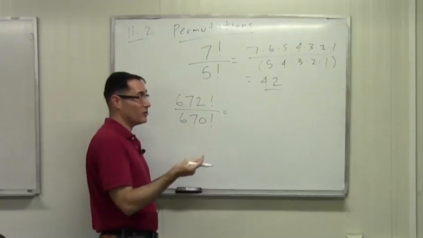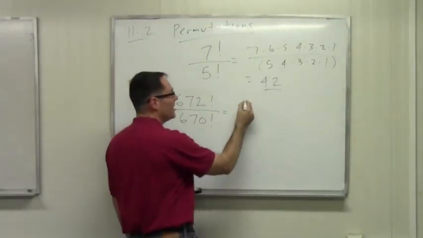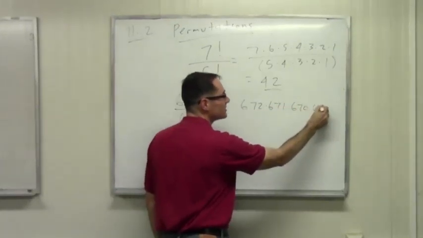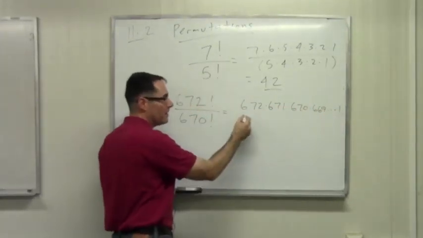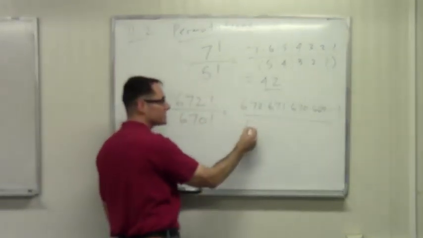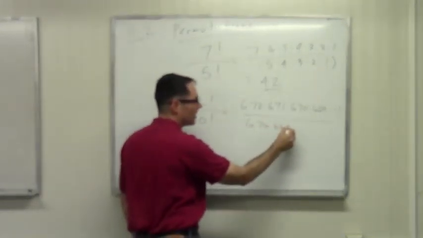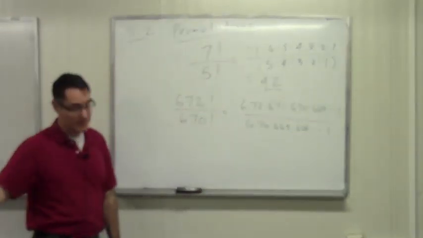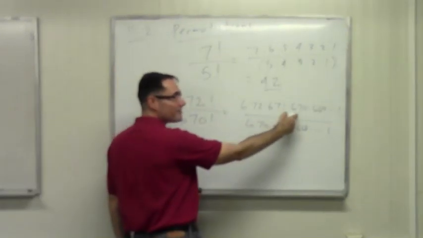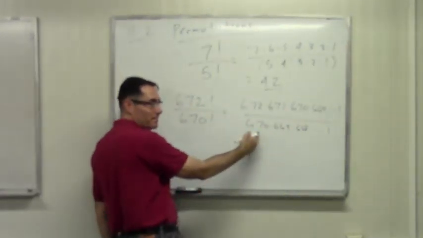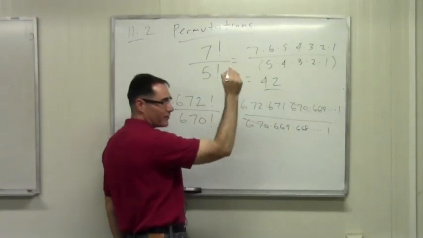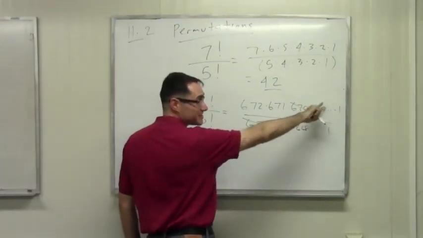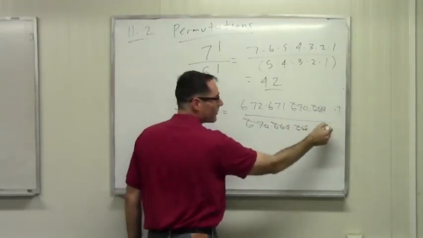Okay, everybody's got to watch this, because if you don't do this, you'll be typing in your calculator forever. This is 672 times 671 times 670 times 669, dot dot dot, all the way to 1, over 670 times 669 times 668, dot dot dot, all the way to 1. Notice something about this. This is exactly what Roland was talking about. There's a 670 on the top and a 670 on the bottom. They cancel each other out. There's a 669 on the top and a 669 on the bottom. Cancel each other out. There is a 668 up there too. Cancel that all the way down to 1.